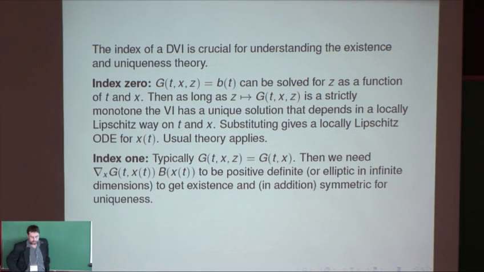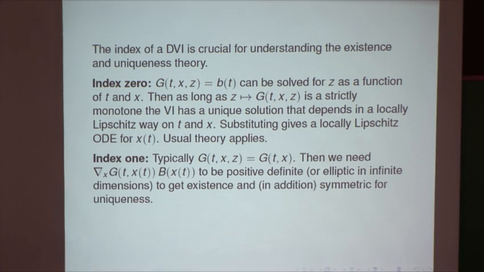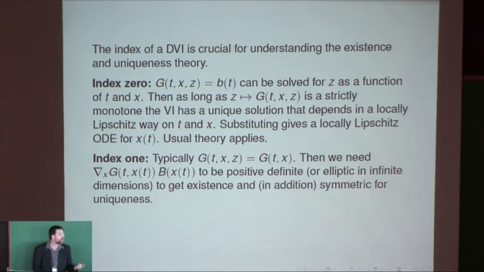The theory that's been developed for differential variational inequalities depends crucially on the index, and that tells us what kind of existence uniqueness theory we can get. Index 0 is the simplest, in which case, g of t, x, z equals b of t can be solved for z as a function of t and x. Once you've got that, you can just substitute back into the differential equation, and we have a nice differential equation for our state variable. And the standard differential equation theory applies. So that works very easily.